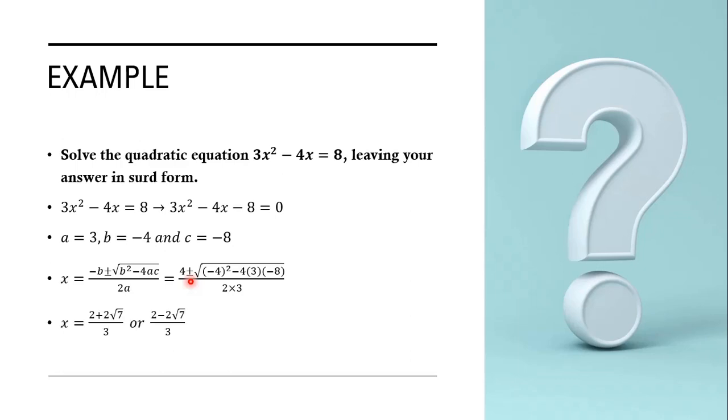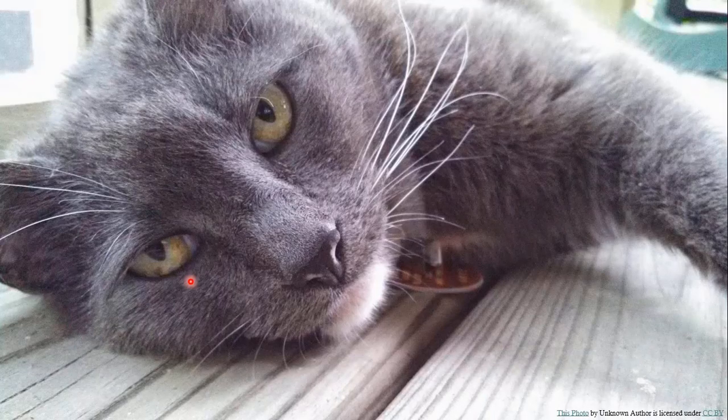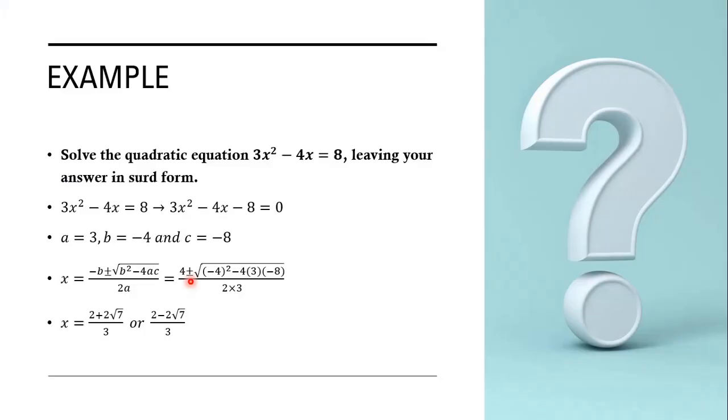We're then going to simplify that, and we'll get x equals 2 plus 2 root 7 over 3, or 2 minus 2 root 7 over 3. And, being a cat, you know you've completed that. Oh, I like that rhyme, I might use that.